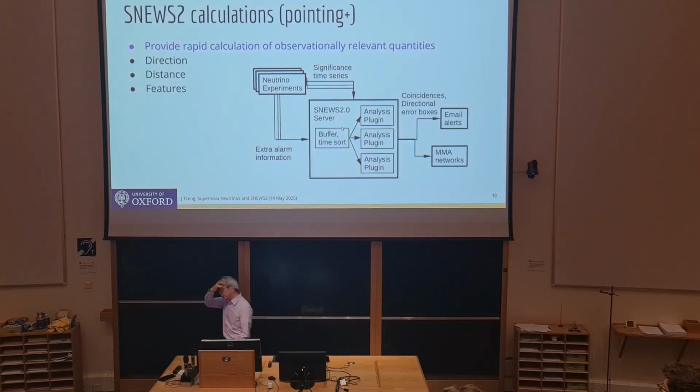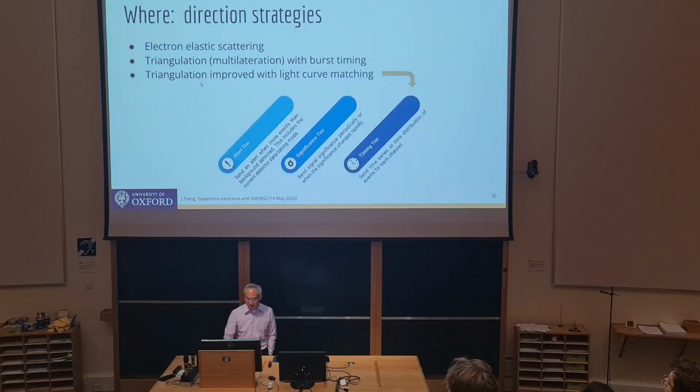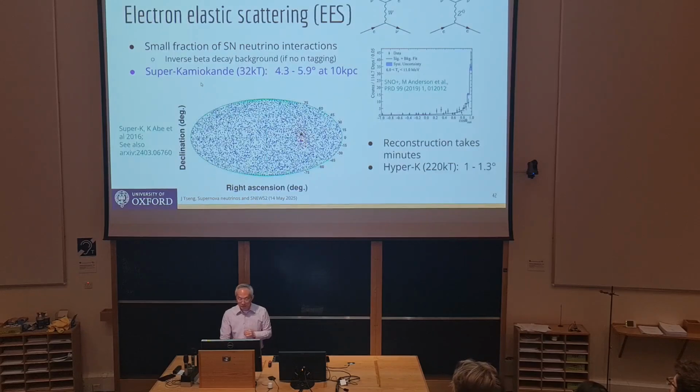Anyway, then we have some of these other calculations, like rapid calculation of observationally relevant quantities. That will include things like direction, estimates of distance, and whether some other things have happened. Of course, this depends upon these experiments sharing data in real time, which is not the easiest thing to manage, but can be done.